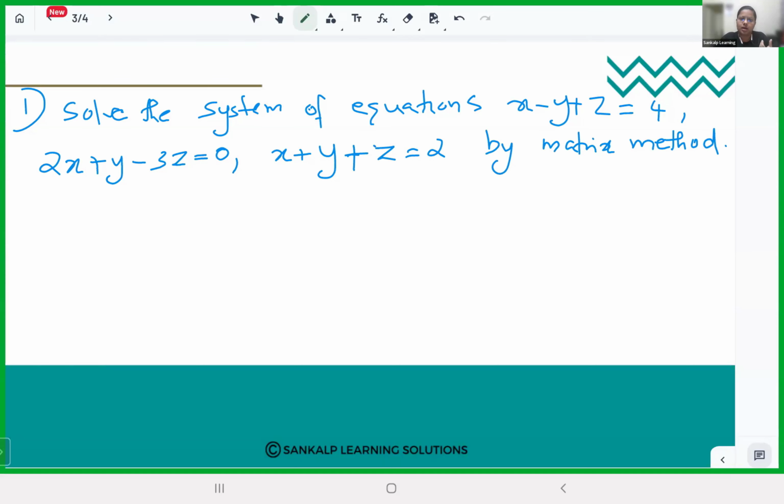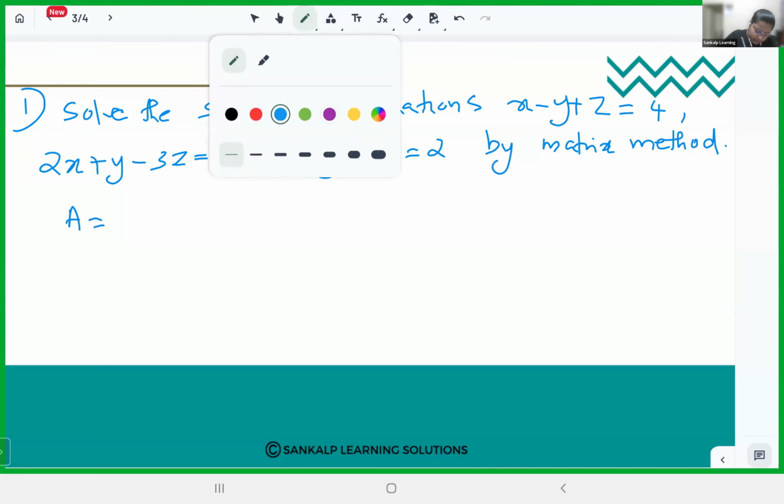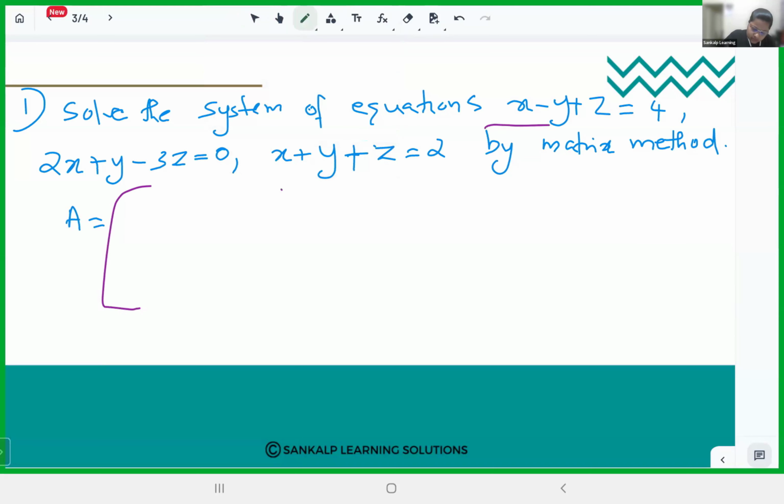Okay, so here the equation is in the xyz form itself. So we can directly write the coefficients of those unknowns. So matrix A is equal to, the first equation is this one, right? So the coefficient of x is 1. Then coefficient of y is -1. Coefficient of z is 1. Now, consider the second equation. Coefficient of x is 2, coefficient of y is 1, and coefficient of z is -3.